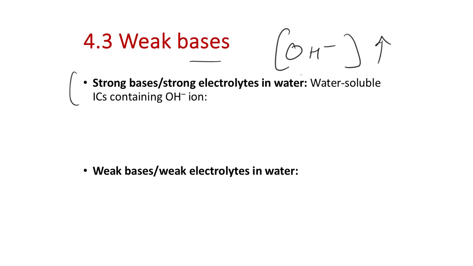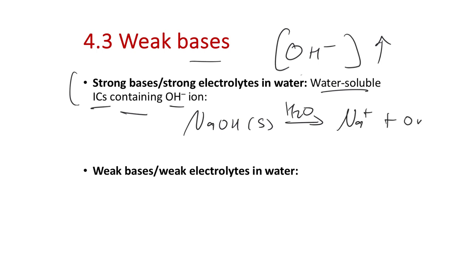If we get a complete formation of hydroxide ion from a compound, it would be a strong base. So water-soluble ionic compounds that contain hydroxide ion fit the category of compounds that would completely dissociate in water, like sodium hydroxide as a solid. Add this to water, and we're going to ionize the sodium and ionize the hydroxide ion. Because we're forming this here, we can call sodium hydroxide a base. Because we're getting complete 100% formation of the hydroxide ion, we can call sodium hydroxide a strong base.